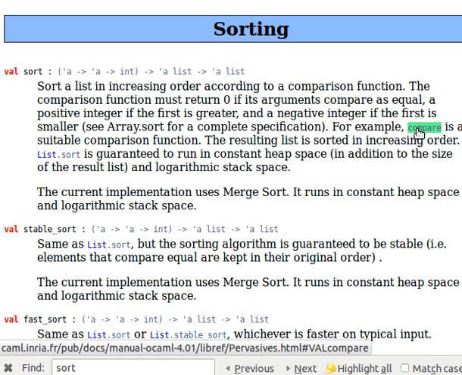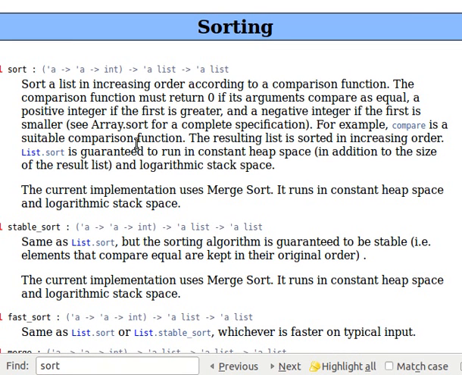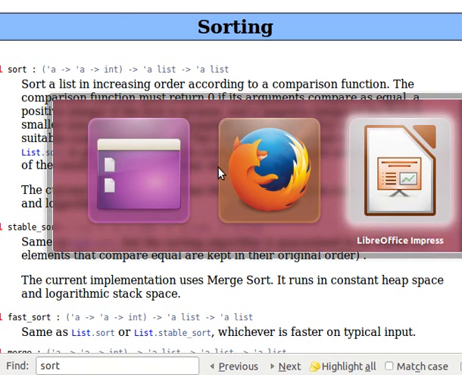We have a function called compare in OCaml from the module Pervasives. It's usually a suitable comparison function. The resulting list is sorted in increasing order. The list sort is guaranteed to run in constant heap space. Okay, so let's have a look at the compare function first. Let's go to our top level.